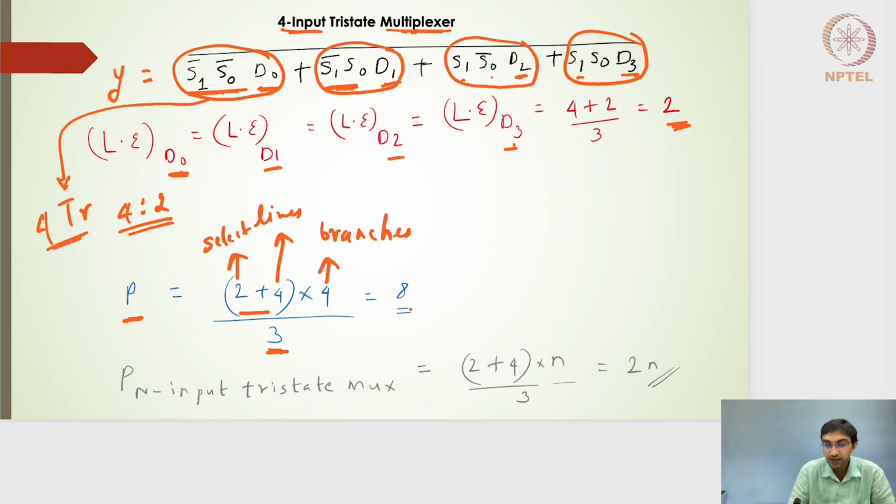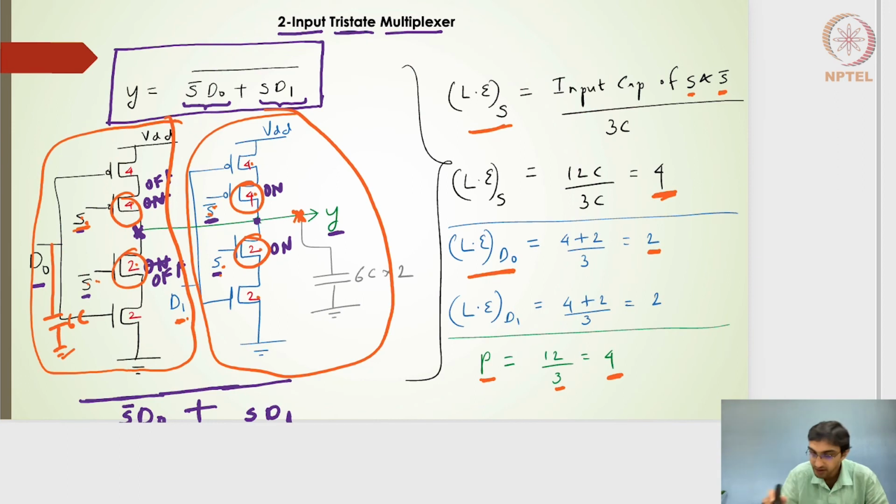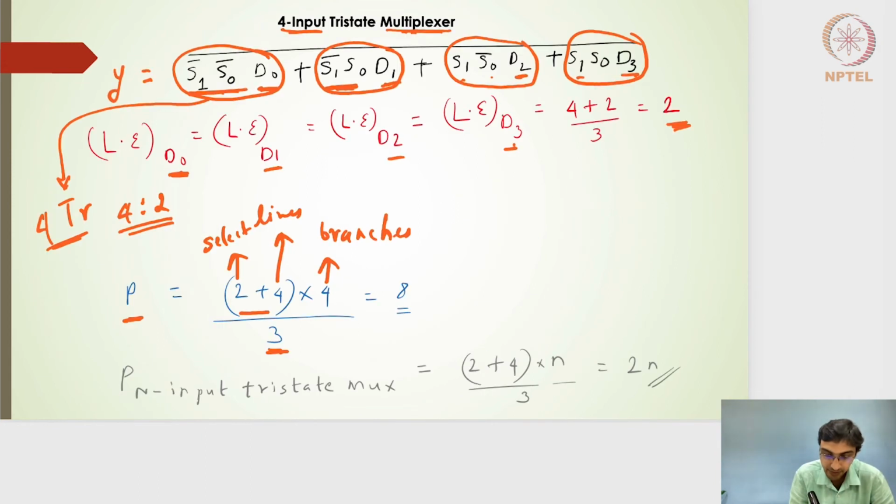Right, so if I look into the two input Tristate multiplexer, if I go back, the parasitics was 4 for a 2 input Tristate multiplexer. And if I come back to this current slide, for a 4 input, it is actually 8. So for an n input Tristate multiplexer, it is nothing but (2 plus 4 multiplied by n) divided by 3. So this 2 and 4 is coming from this select line transistor. And this n is nothing but the number of branches or the number of inputs. So which will give me 2n parasitics.